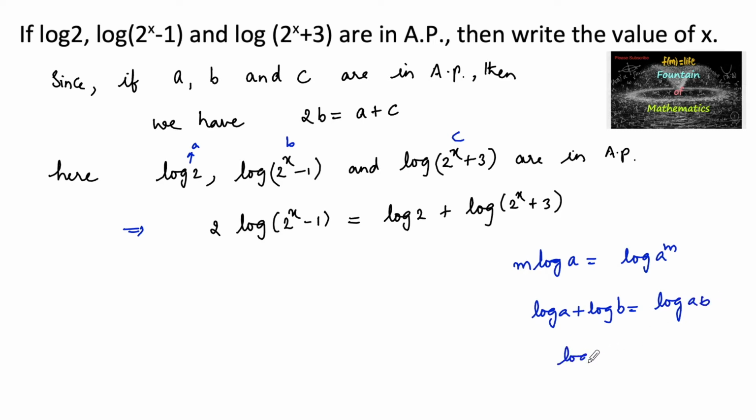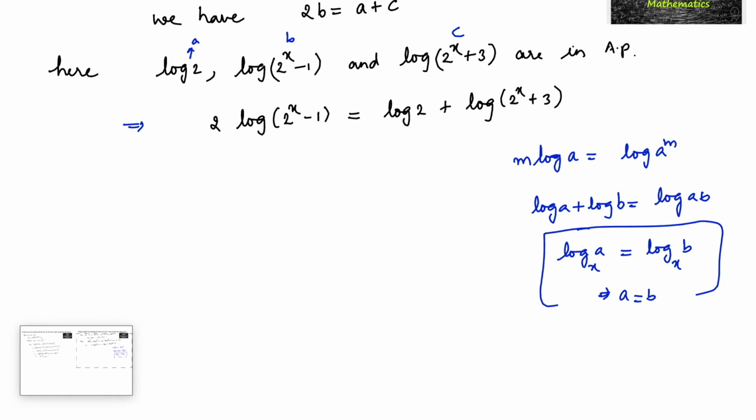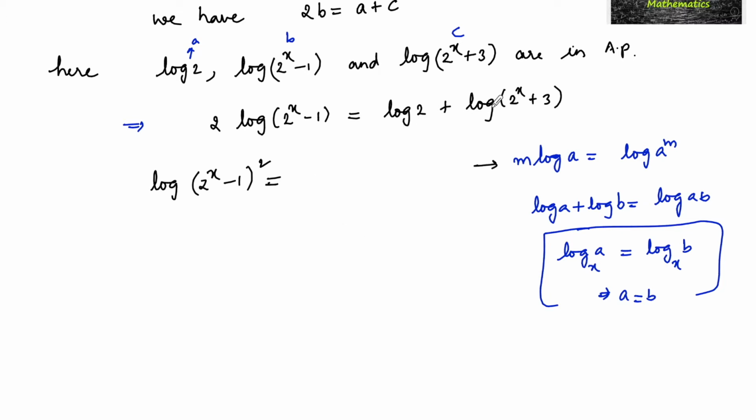and logarithm to the same base, suppose the base is x here, logarithm to the same base, if they are equal, then we can consider a is equal to b. So let us use these properties to solve this equation. So 2 times log of 2 power x minus 1 we can write log 2 power x minus 1 to the whole square is equal to, by using the first property, and the second log a plus log b property, so we can write log 2 times of 2 power x plus 3.